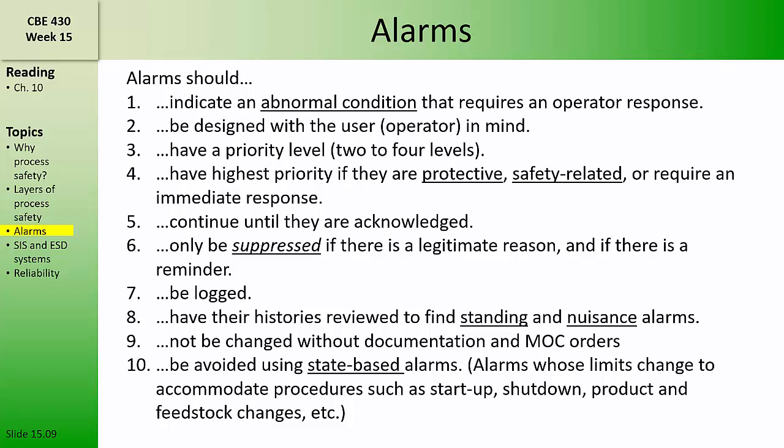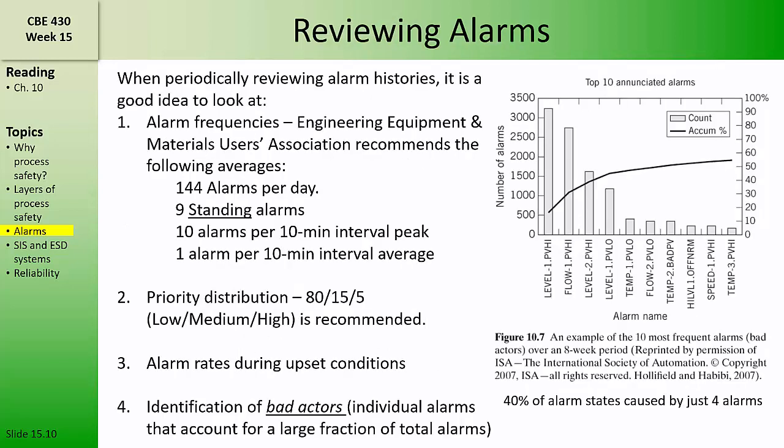During abnormal operating conditions like this, many process variables can be expected to be outside of their normal operating ranges. And if too many alarms are being activated all at the same time, it's very difficult to discern which alarms really require a response and which alarms are just being activated because the process is outside of its normal operating condition. When periodically reviewing alarm histories, it's good to look at alarm frequencies.